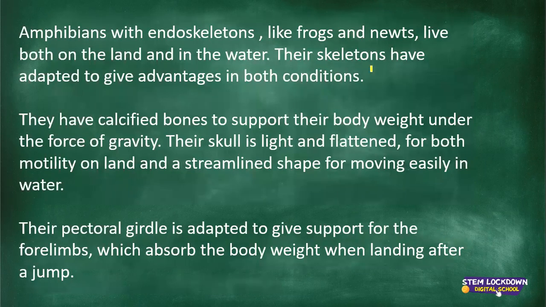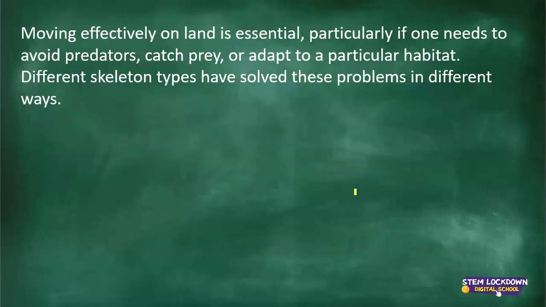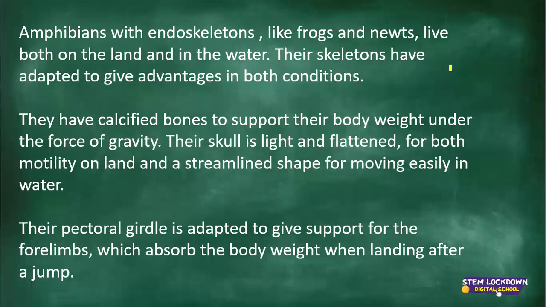And then amphibians. Amphibians with endoskeletons, like frogs, live both on the land and in the water. You know that frogs can exist both on land and water. Ne? Their skeletons have adapted to give advantages in both conditions. So again, that's another advantage here. They can adapt and live in both conditions.